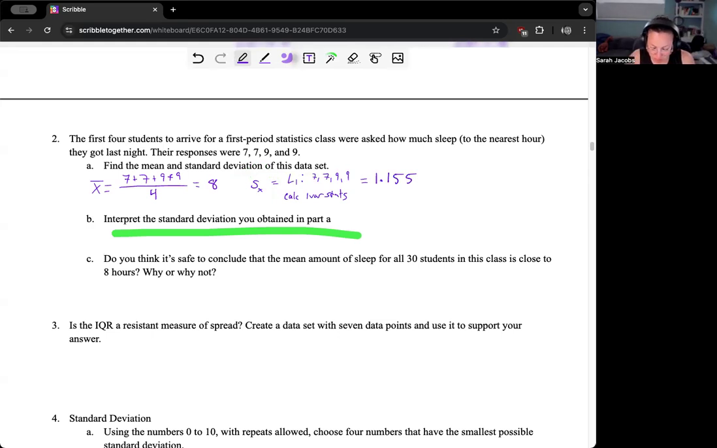Interpret the standard deviation you obtained in part A. Okay, that's an interesting question, to interpret the standard deviation. So, roughly, the standard deviation is, it's not quite the average distance from the average, but it's a measure of spread.